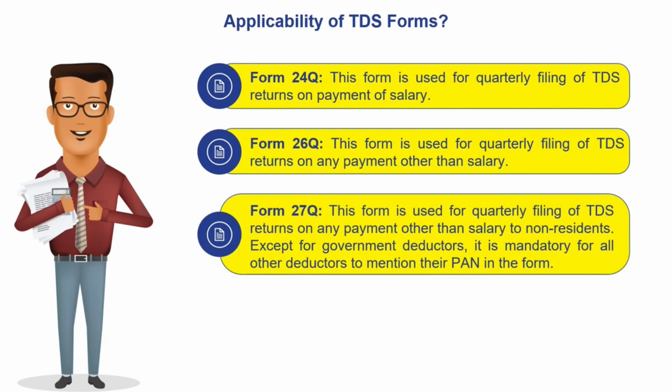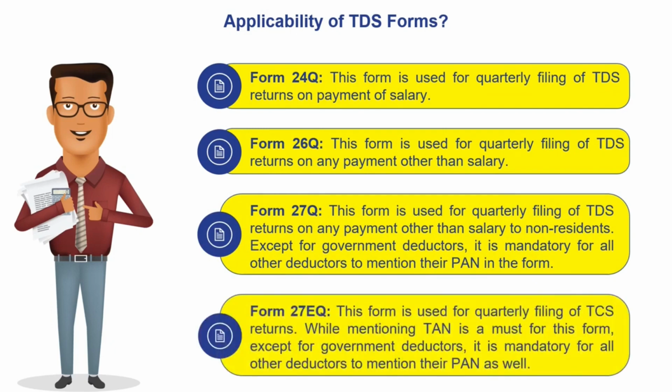Form 27EQ is applicable for quarterly filing of TCS returns. While mentioning TAN is a must for these forms, except for government deductors, it is mandatory for all other deductors to mention their PAN as well.